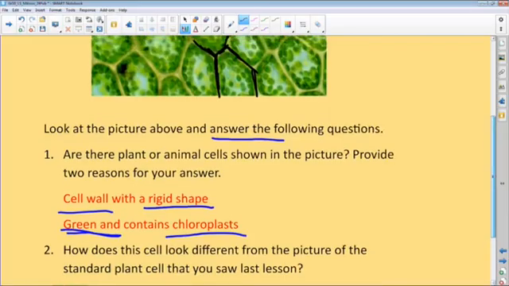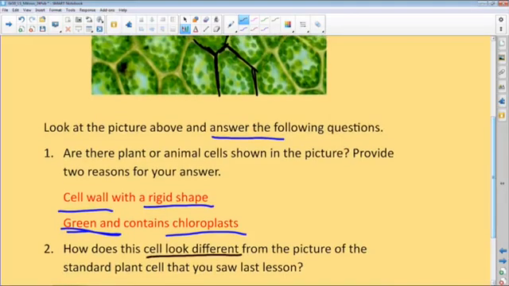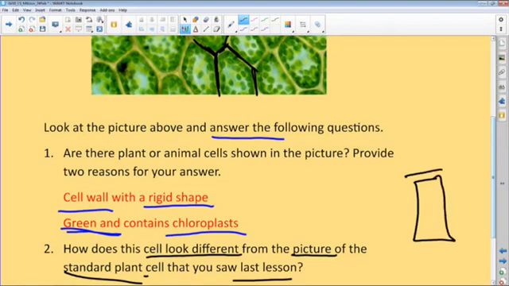How does this cell look different from the pictures of the standard plant cell that you saw in the last lesson? Remember the standard cell? Square. Can you remember? Cell wall, cell membrane. Sorry, I've drawn it quite big. Remember, you get your vacuole, you get your nucleus, and you get your little organelles. Can you remember those, guys? Okay, let's have a look at what they said here.